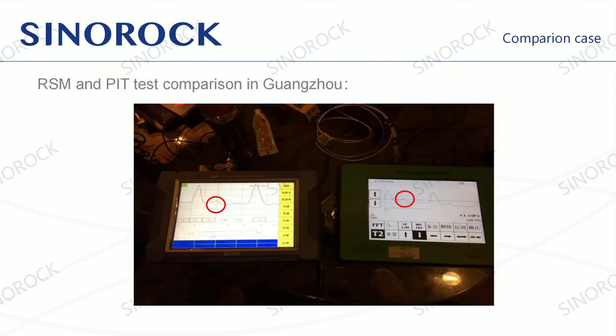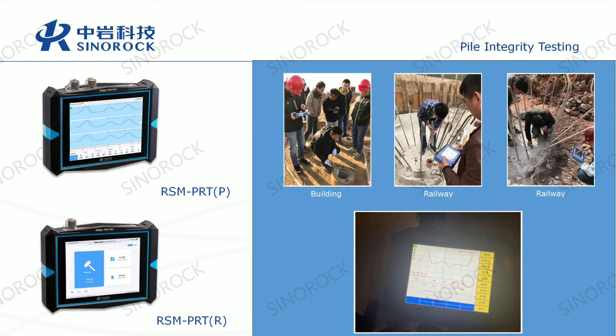This is a comparison between Signrock PIT equipment and the American PIT equipment. Judging from the curve displayed in the equipment, the response of Signrock equipment to defects is more obvious, just like the part marked by the red circle. The models are RSM PIT R and RSM PIT P.